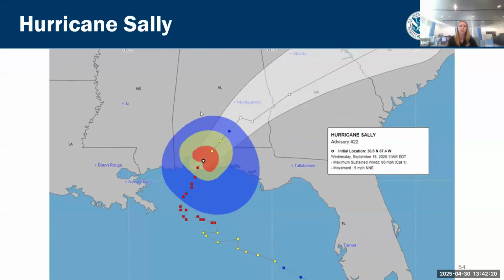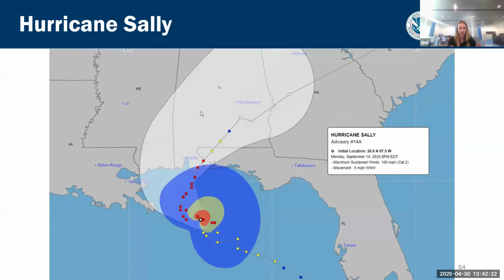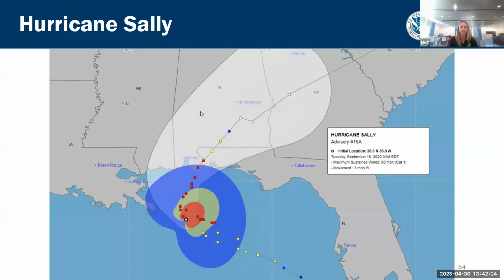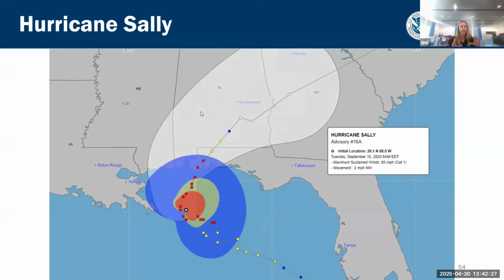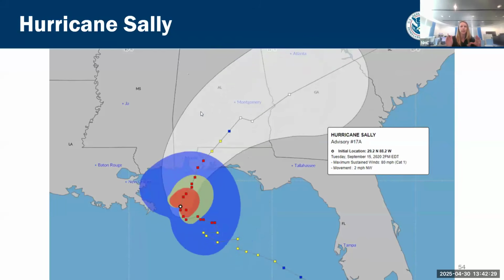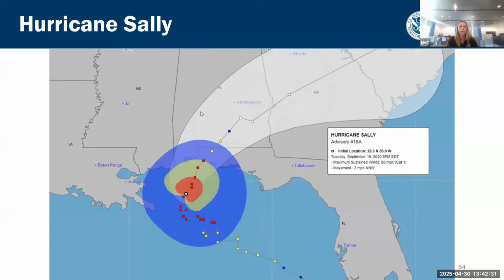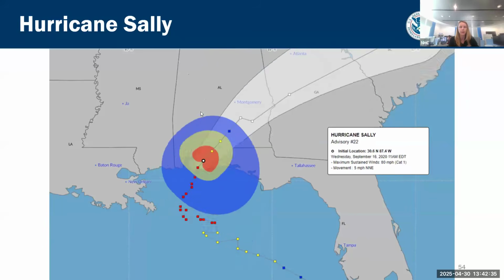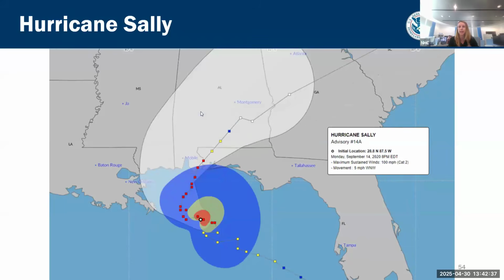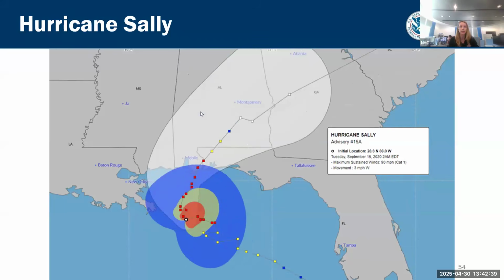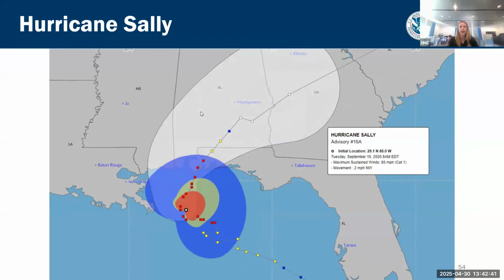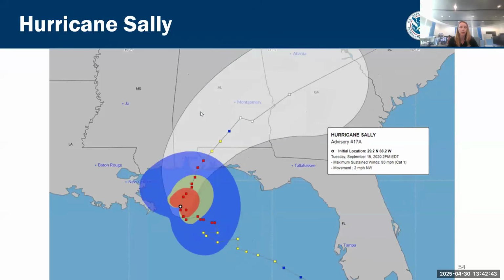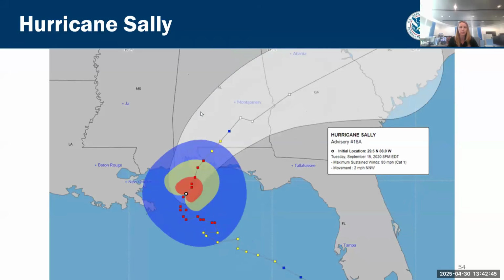This is going to loop a few times, and I'm going to try and explain everything you're seeing on this image first. You can see the colored contours, the red, yellow, blue are that initial wind swath. The line with the squares on it is the actual track of Hurricane Sally. And then you can see the forecast cone. This loop starts about 48 hours prior to landfall.